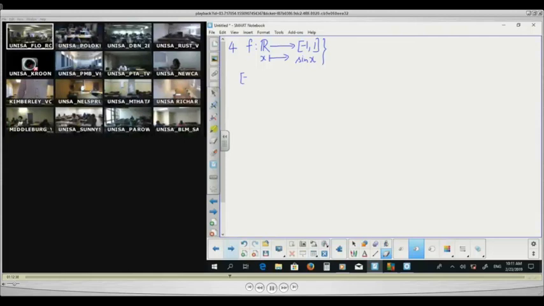Why? The codomain is not known to be a vector space. Codomain or domain? Codomain. The codomain.